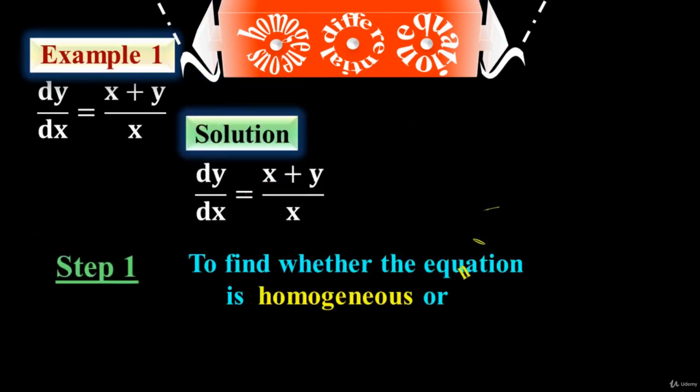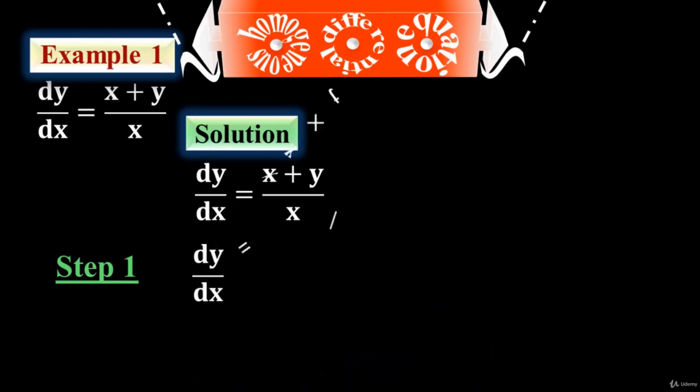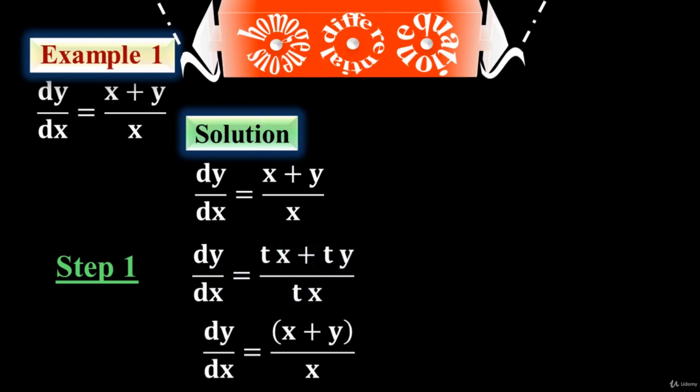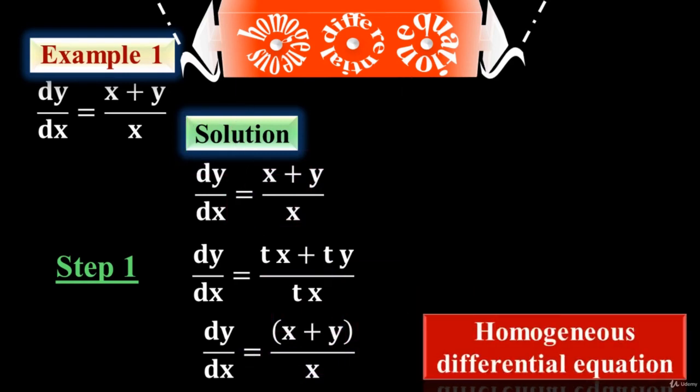Step 1. To know whether the equation is homogeneous or not, multiply the numerator and denominator by a new variable t, which gives t times x, t times y, over t times x, which equals (x plus y)/x. Because when you take t common from the numerator, it will cancel with the t at the denominator, and you're left only with x plus y, which is the exact value of f of x comma y. So it is a homogeneous differential equation.